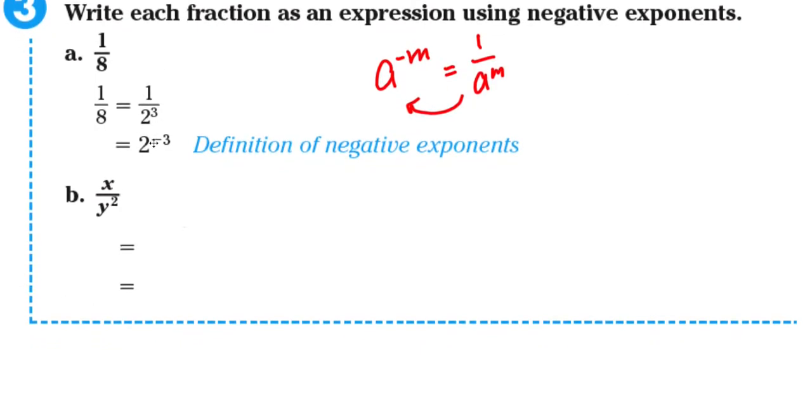We'll do the same with letter B. Copy the problem first. We know for a fact that x over y squared is the same as x times 1 over y squared. Again, we can use the definition of negative exponents so that 1 over y squared becomes x times y to the negative 2, or x y to the negative 2. Okay, and finally, let's do number 4.